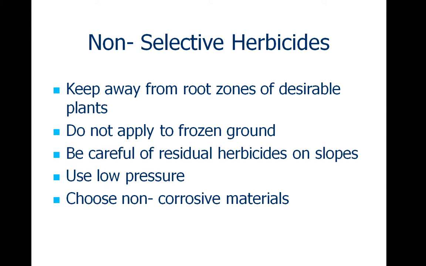An extra precaution we must consider when using non-selective herbicides: we need to keep them away from root zones of desirable plants. In addition, we should not apply pre-emergent herbicides to frozen ground because when thawed, the water could move off-site. The same is true on slopes. The herbicide can move off-site. A low-pressure sprayer reduces drift and overspray. Some chemicals are corrosive and will react with the metal in your spray tank. Check the pesticide label to find out what type of equipment is needed.